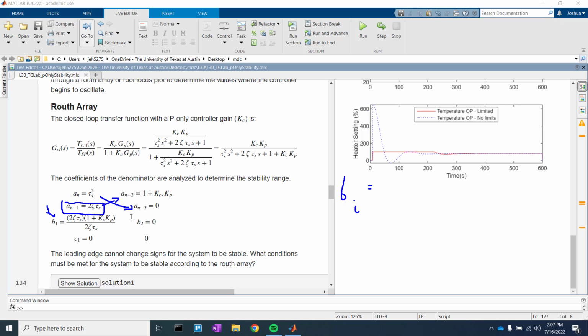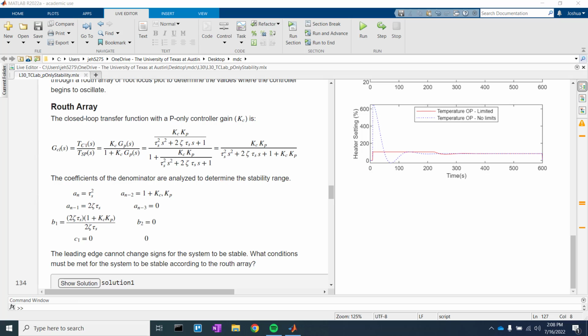The same pattern would continue if we wanted b2. Let me erase these. That would work if we wanted it again. For b2, it would be this one times over here, the a sub n minus 4 and the a sub n minus 5.